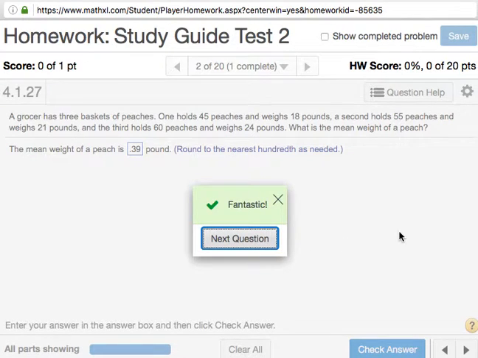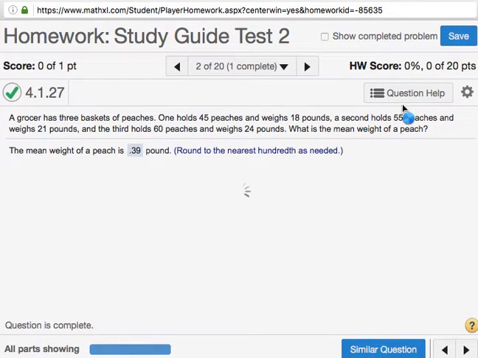Fantastic. Okay, so as you're doing the homework, please be very careful that you're doing exactly what it asks you to do. Use that question help if you get stuck. And I'm here as well if you need additional assistance.